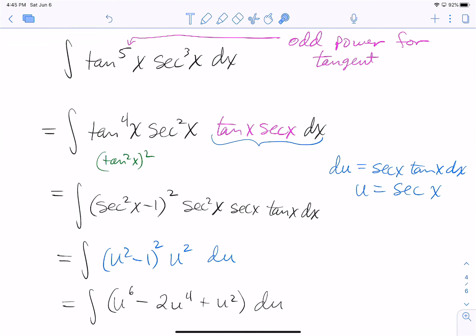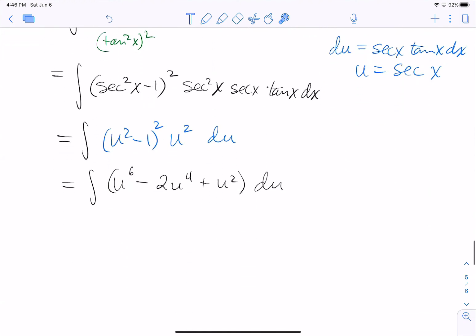Tangent to the fourth of x can be expressed as tangent squared of x, squared, and tangent squared of x can be replaced by secant squared of x minus 1. So we have the integral of secant squared of x minus 1, the quantity squared, times the secant squared of x times the secant of x tangent of x dx. Making a u substitution, this then becomes the integral of u squared minus 1, the quantity squared, times u squared du. And that was the whole point of recognizing that we had an odd power for a tangent and then identifying our du as secant of x tangent of x dx.